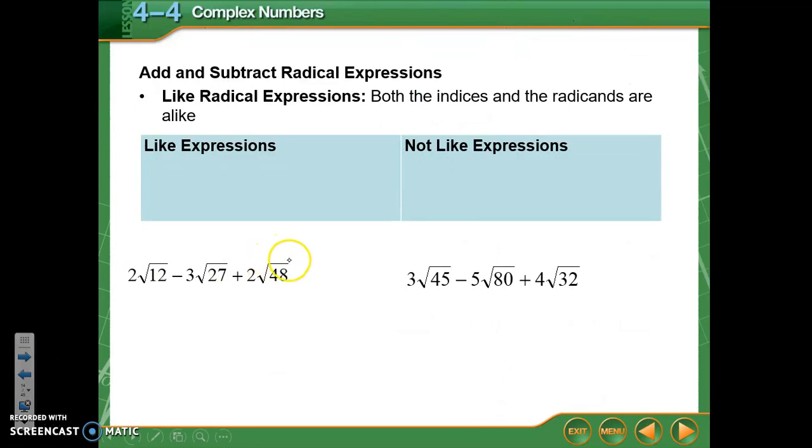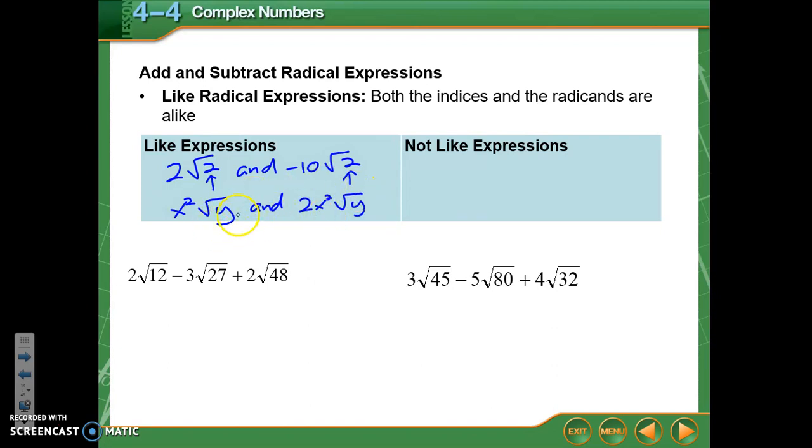Alright, when I'm adding and subtracting square root expressions, the indices, meaning the kind of root that it is, square root, cube root, whatever, and the radicands, the number underneath the radical sign, have to be alike. So basically we treat these like we do like terms. So for example, if I had 2 square root of 2 and negative 10 square root of 2, these would be like radicals because they're both square roots and they both have a 2 underneath the square root. If I had x squared square root of y and 2x squared square root of y, those would both be like radicals because they're both square roots of y.